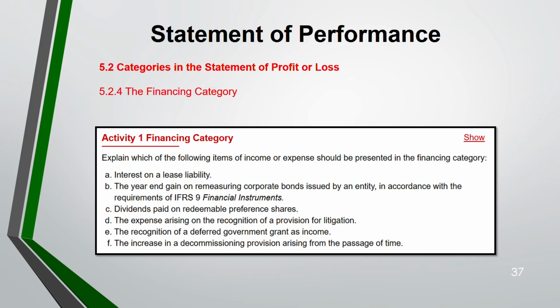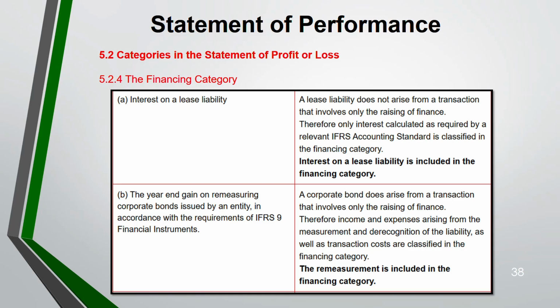Now let us go to the solution of this. First, interest on a lease. So on the left hand side we are given the transaction, and on the right hand side the answer is given, the right column. First, interest on lease liability. Okay, this one. So lease liability, tell me, if you can remember that table that we have just gone through, whether it arises only for finance or not.